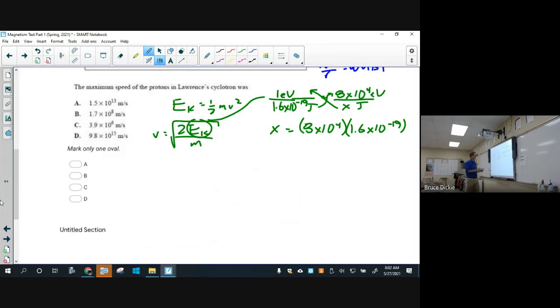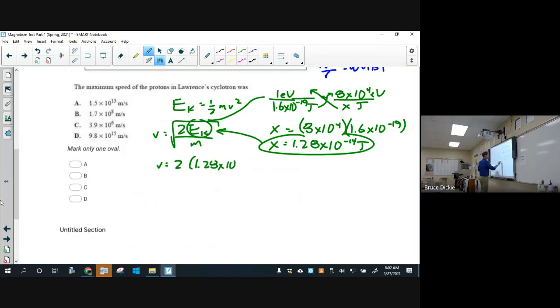And when we do that, for energy we end up getting in joules 1.28 times 10 to the negative 14 joules, which we turn around now and sub into here. V is equal to the square root of 2 times 1.28 times 10 to the negative 14 joules, divided by the mass. And we're talking about the mass of a proton, so it's going to be 1.67 times 10 to the minus 27 kilograms. Don't forget to square root that. If you forget to square root that, you're going to get either D or A, those big exponents.